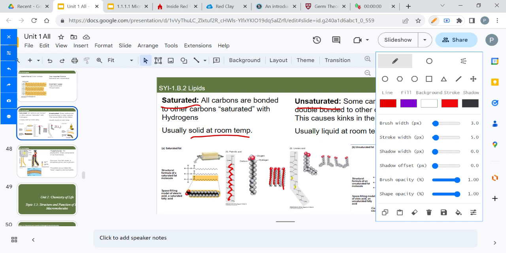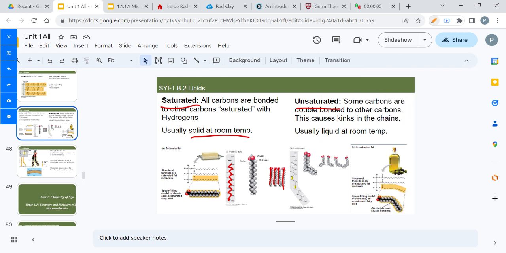Now, the other type is what's called an unsaturated fat. We'll do this in blue. Unsaturated fat is due to a double bond between the carbons. That means that instead of single bonds, at certain points I'm going to have a double bond. That changes the angle at which the atoms are bonded with each other. It actually forms a kink.